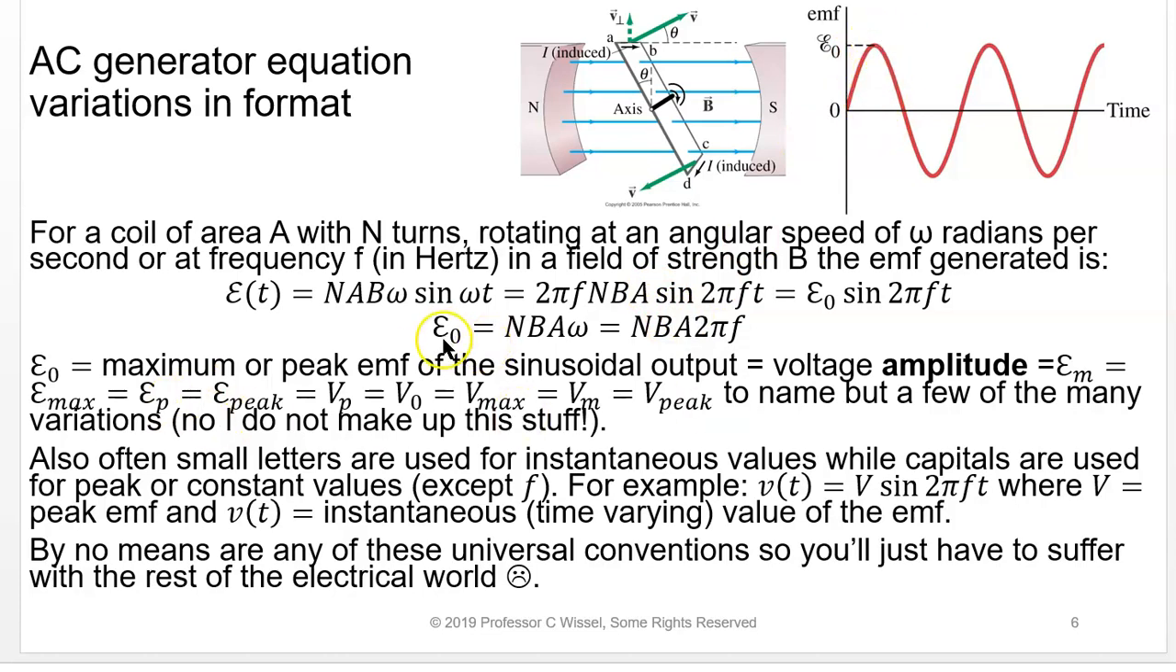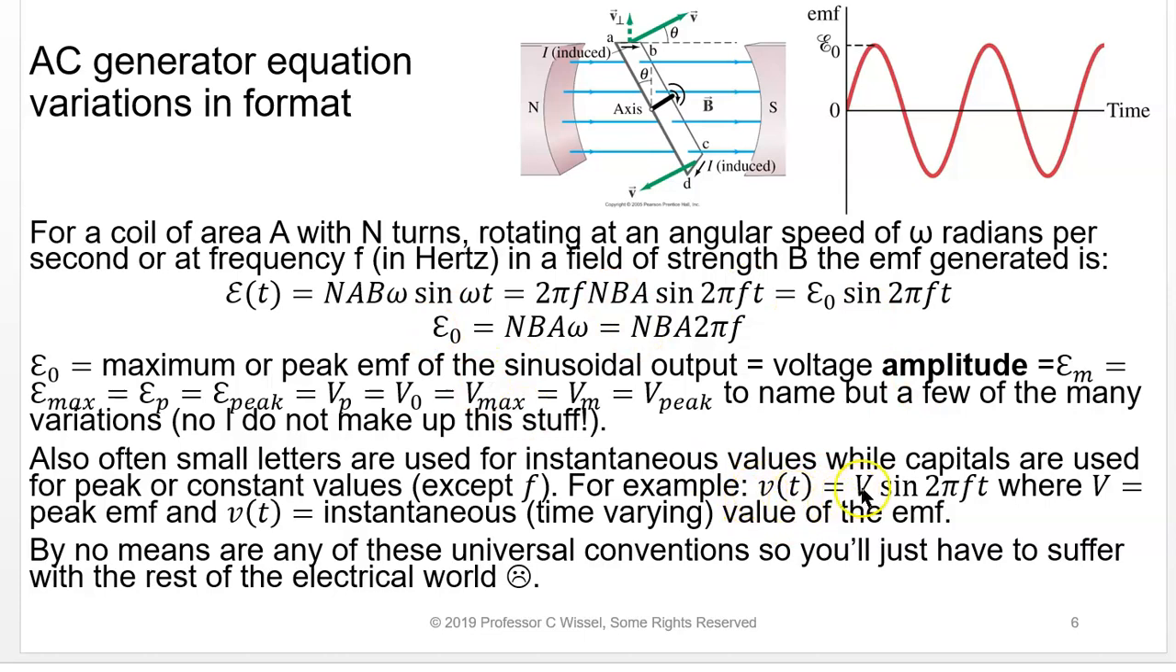Now, there are many different ways of writing this symbol here. And here are just a few of them. E naught and E M, E max, E P, E peak, V P, V naught, V max, V M, V peak. And there are many more of these. Now, also, often small letters are used for instantaneous values, while capital letters are used for peak or constant values, except for frequency. So, for instance, you might see this equation written like this.